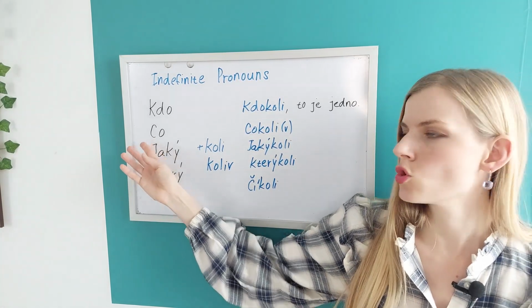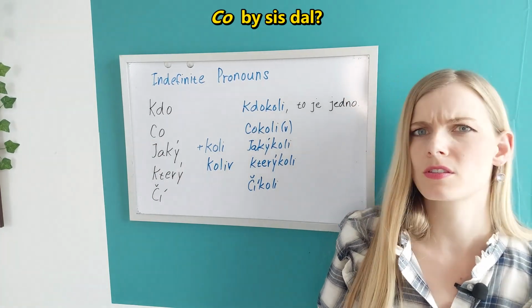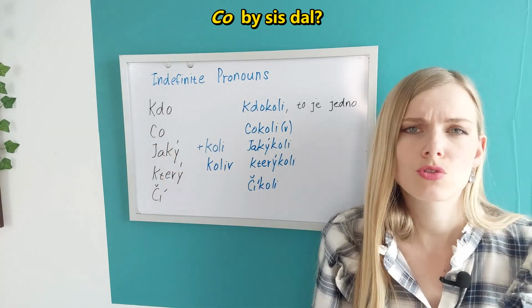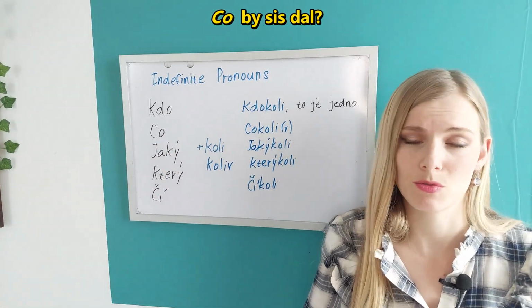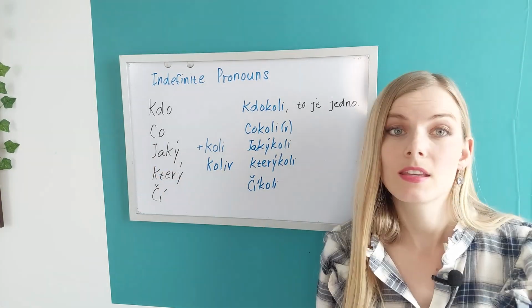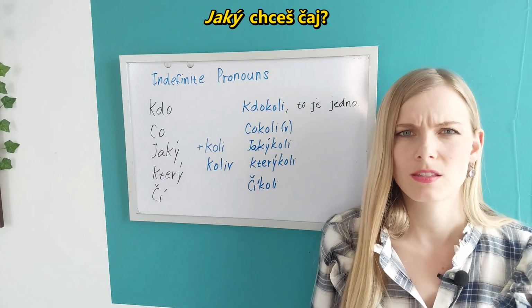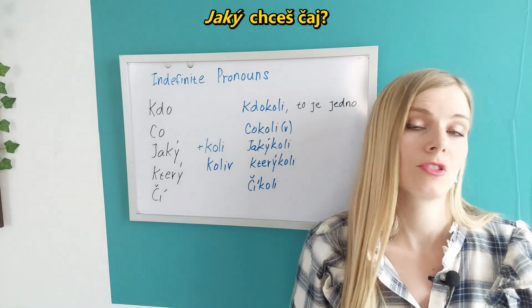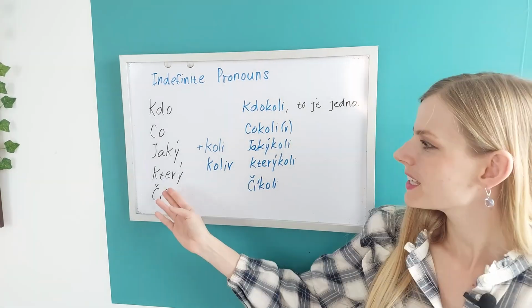Další. Co? Co by si dal? What would you like to have? Co by si dal? And you say cokoliv, to je jedno. Cokoliv. I could have anything. I'm so hungry. Jaký? Jaký chceš čaj? What tea do you want? Jaký chceš čaj? Jakýkoliv, to je jedno. Jakýkoliv. Whatever tea you have is fine.